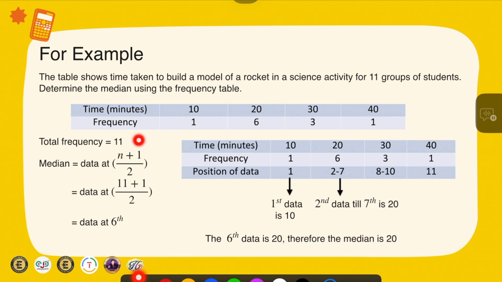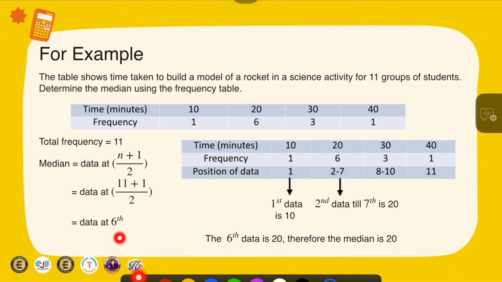So is 11 an odd or even number? Yes, 11 is an odd number. So when it is an odd number, we apply the formula. We have to identify the position of the data. Here n is 11, so 11 plus 1 divided by 2. So the position of your median will be at the 6th data.